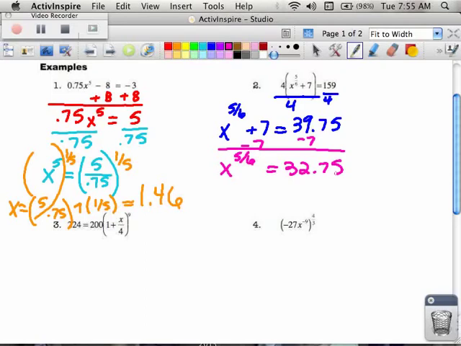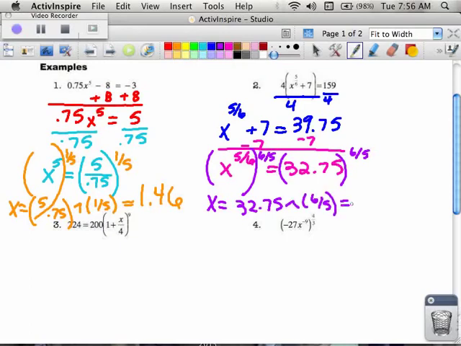So the goal is to get x, and the way you get x is you want to make the exponent a 1. So what you're going to do is you're always going to raise that to the reciprocal power. And the reciprocal of 5/6 is 6/5. So I raise this to the 6/5 power. I do the same to the other side. And the great thing is that our calculator can easily do this for us. So then we get x equals whatever 32.75 to the 6/5 power is. 65.80.